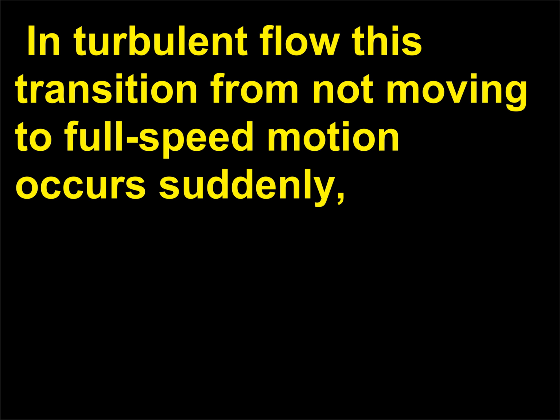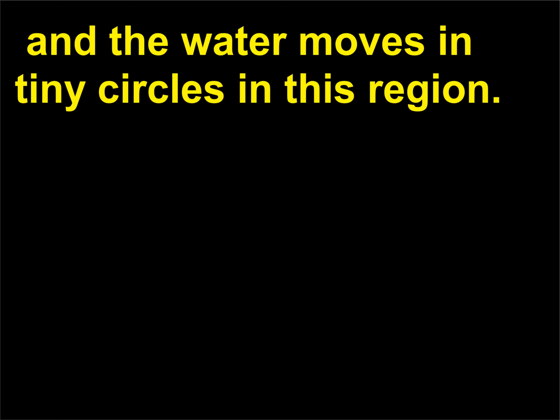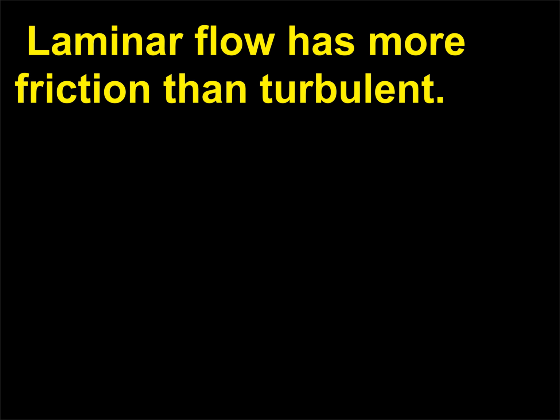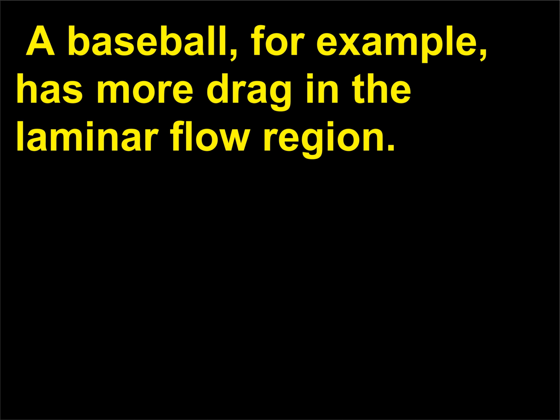In turbulent flow this transition from not moving to full speed motion occurs suddenly. And the water moves in tiny circles in this region. Laminar flow has more friction than turbulent. A baseball, for example, has more drag in the laminar flow region.